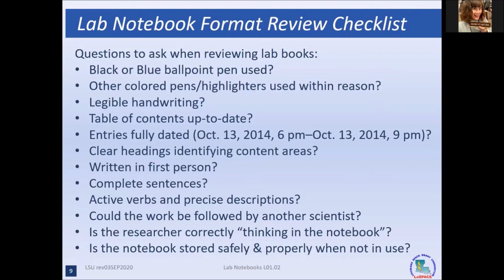Make sure you have content areas clearly identified, right? So you have these entry names, but if you do a specific test or trial, if you get specific results, make sure that you're doing some clear headings again so it's easy to find that information.